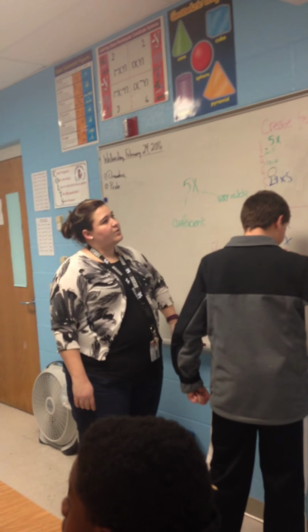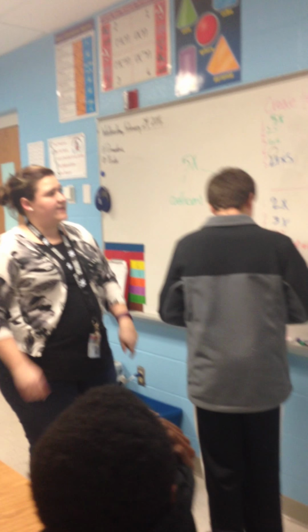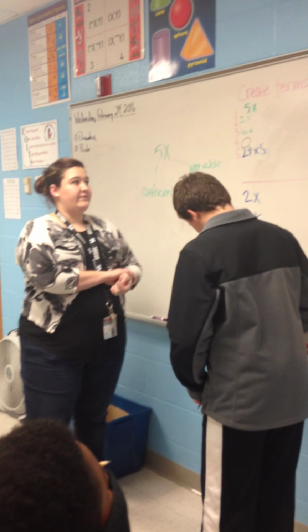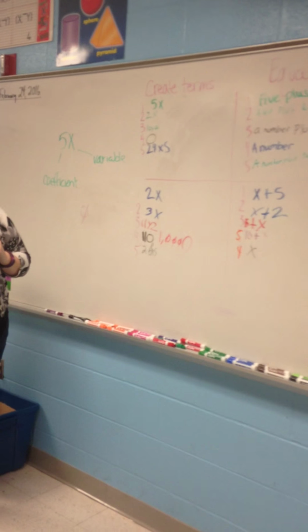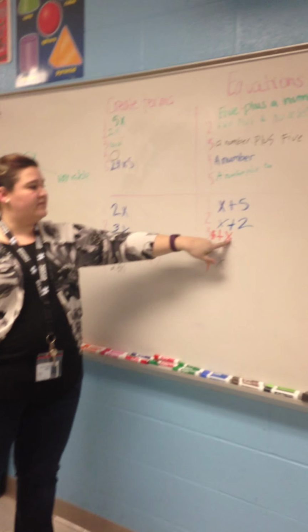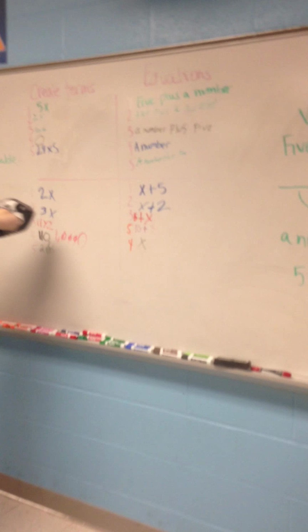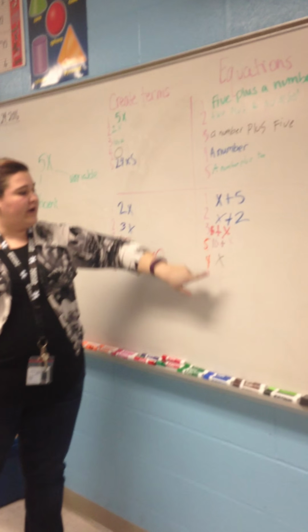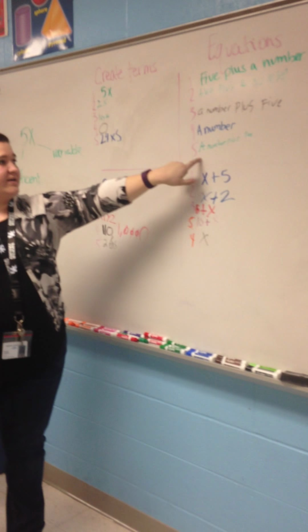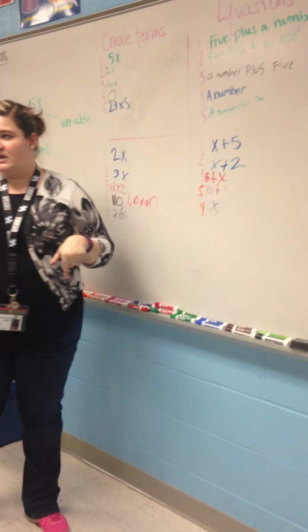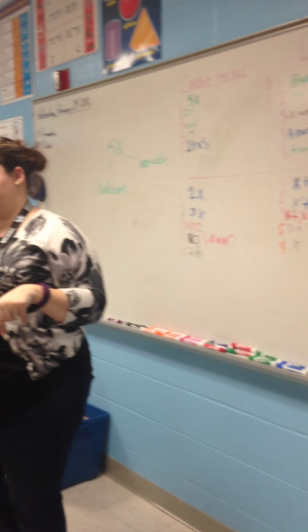Okay, let's look at the equation side. 5 plus the number, we have x plus 5. 2 plus the number, we have x plus 2. A number plus 5, you all did it the right way because you put the x on the end, which is our variable, because it said a number first. You did number 4, a number, you gave me x, and 5, a number plus 10, you did 10 plus x. Do you have any questions about what we did? No. Any confusion about what we did?